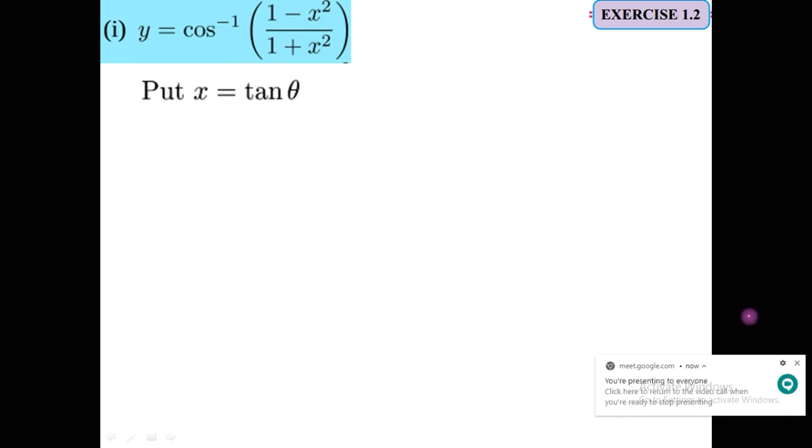Now this is 1 minus x square upon 1 plus x square. So I should substitute x by tan theta. See here, it is not just 1 minus x square.